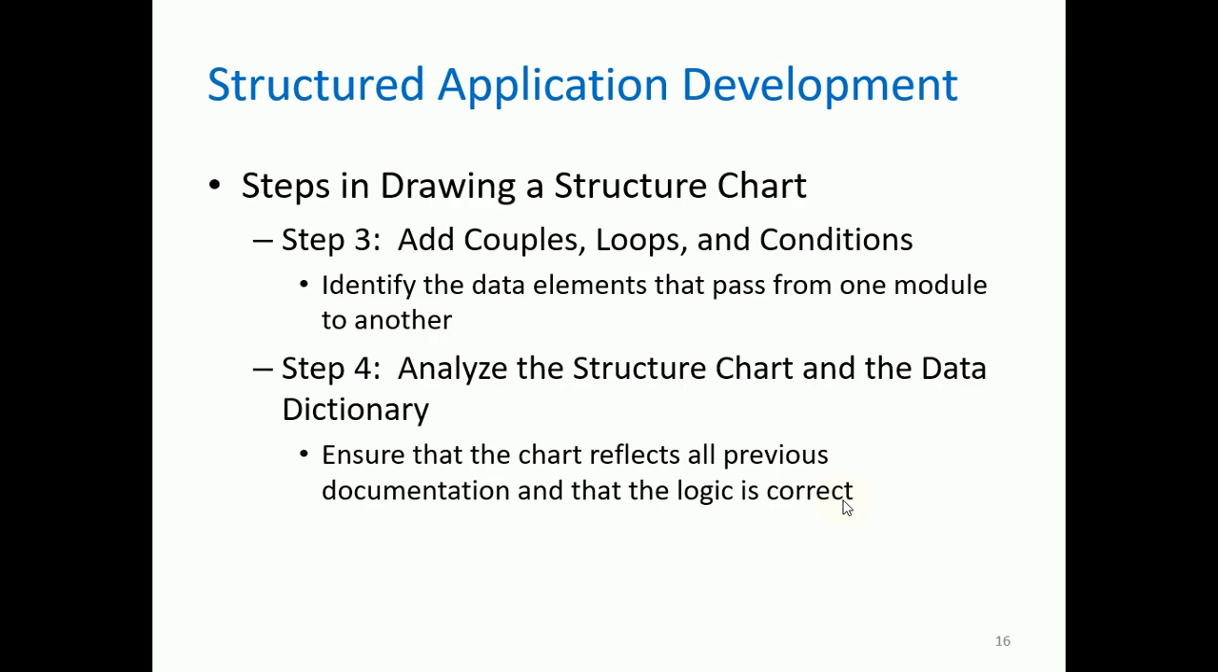Then step number 3 is add couples, loops, and conditions. Identify the data elements that pass from one module to another. You have to really think about what data is needed for this module, and at the same time, when the module is finished executing, what data will it produce and return. Then step 4, analyze the structure chart and the data dictionary. Ensure that the chart reflects all previous documentation and that the logic is correct.